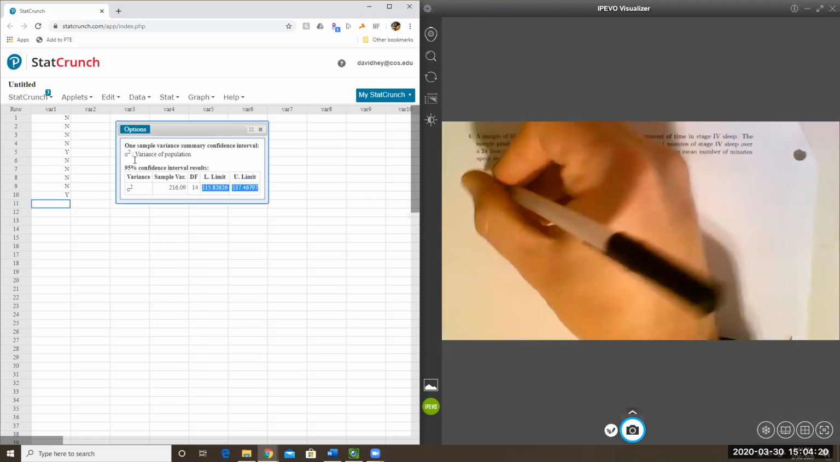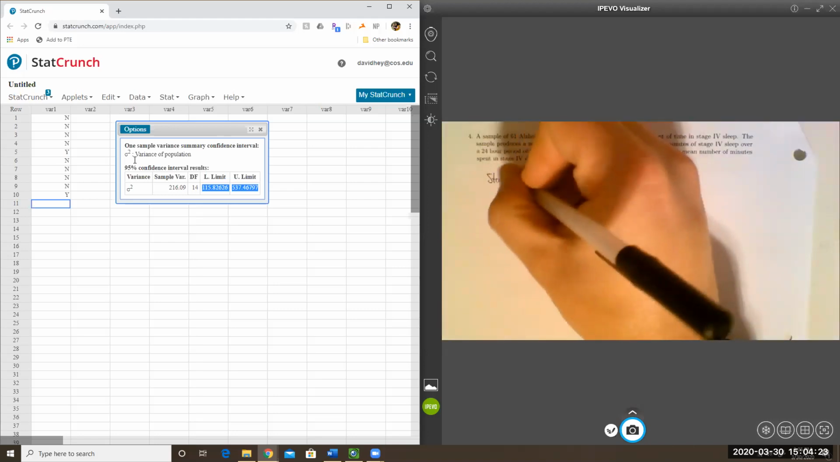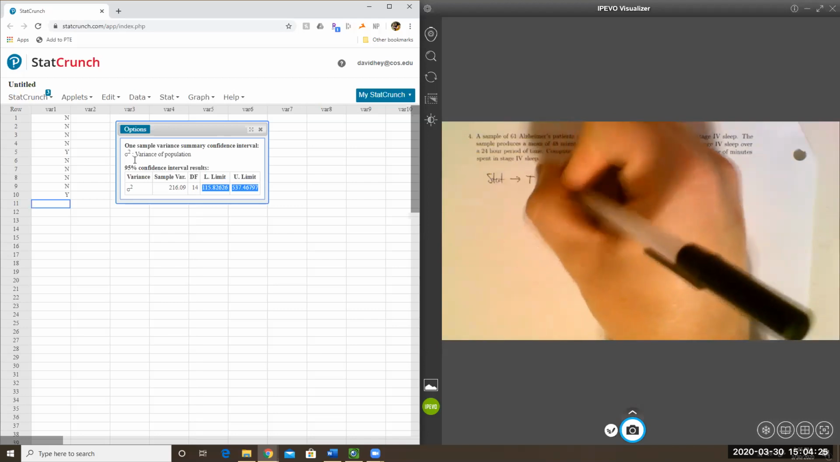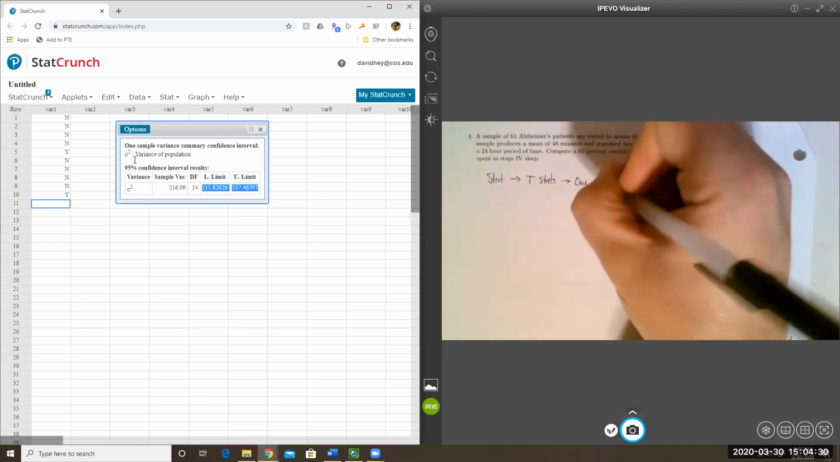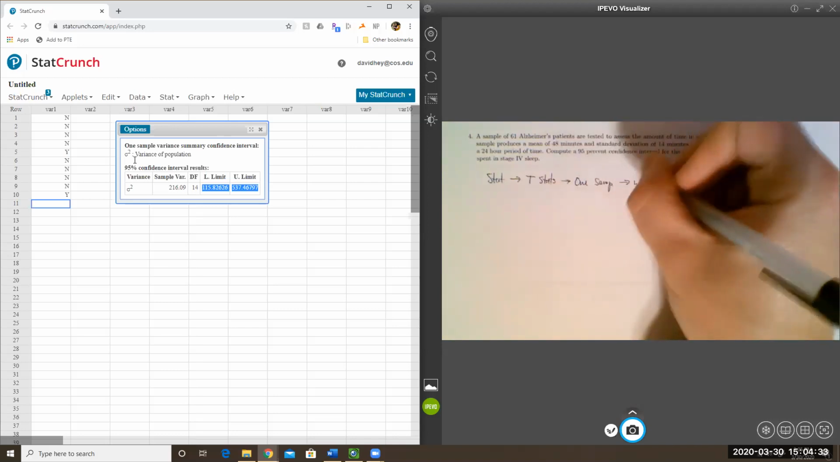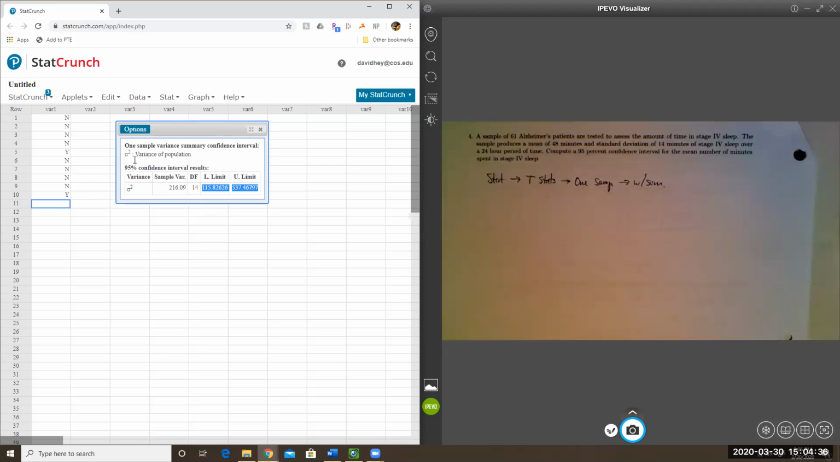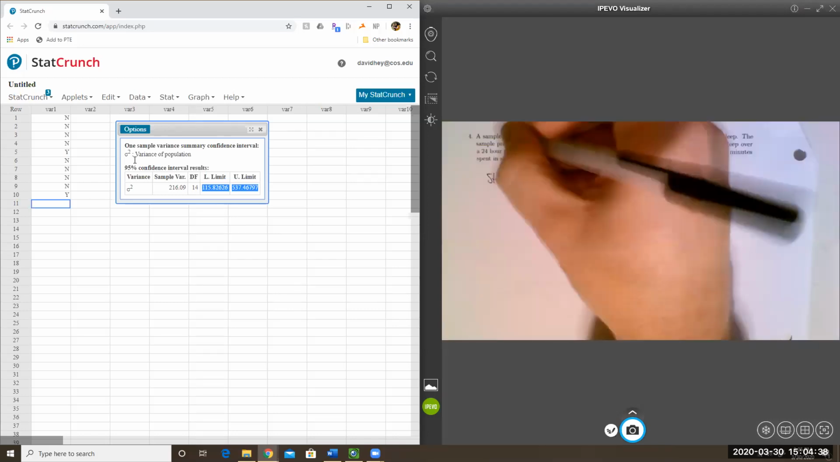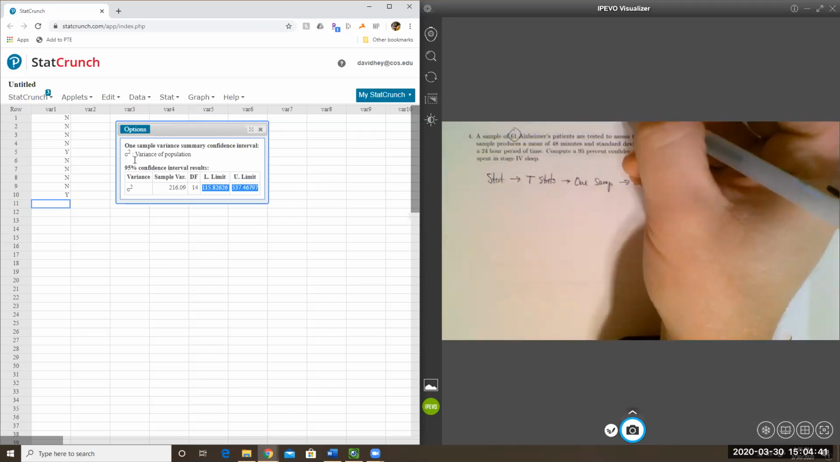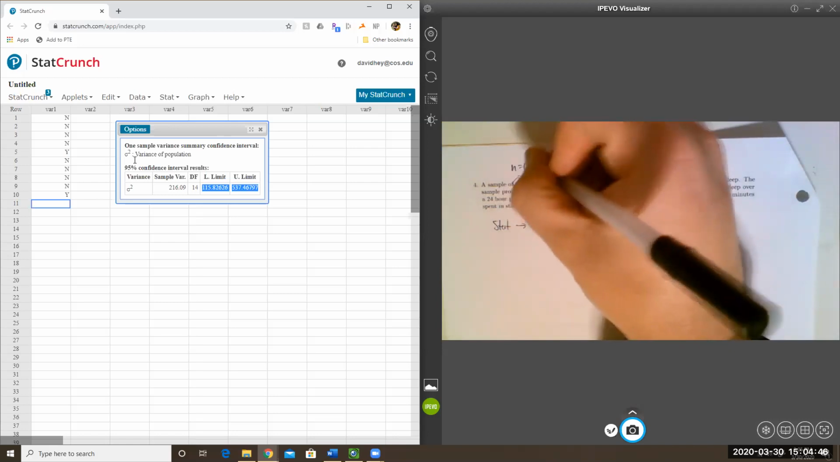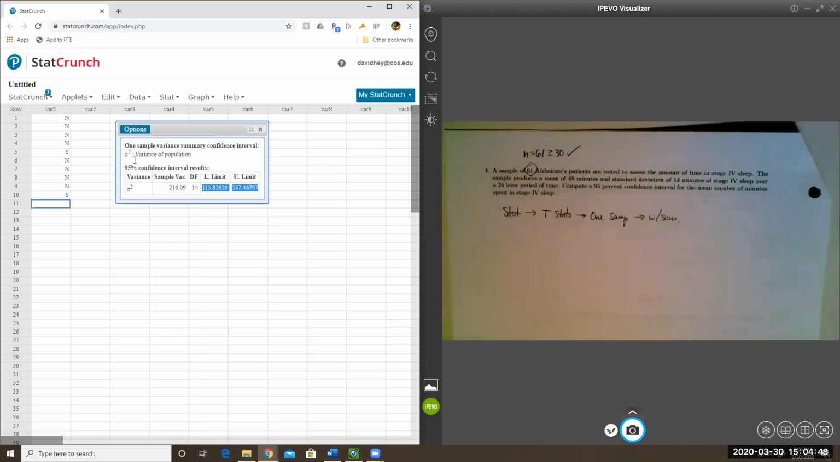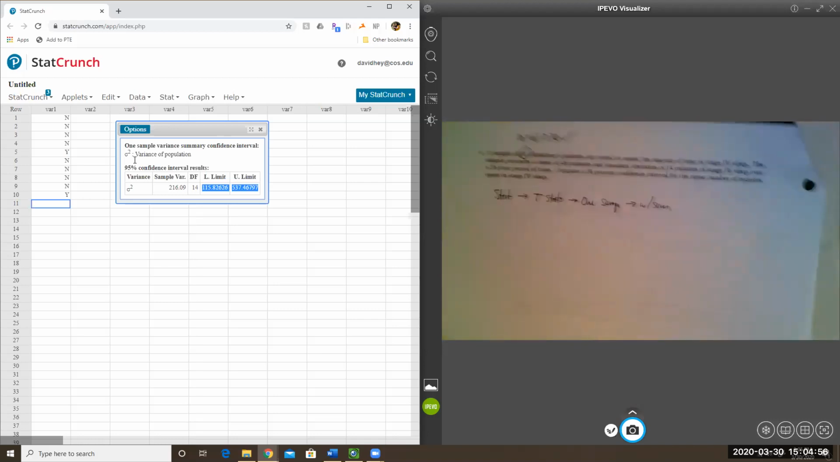To do that, we go to stat, t-stats, one sample, with summary. By the way, I forgot to check conditions here, but notice that our sample size is 61, right? So n is 61. That's bigger than or equal to 30, right? So that's enough for us to conclude that x bar is normally distributed, and therefore it's legal for us to go ahead and construct this interval.